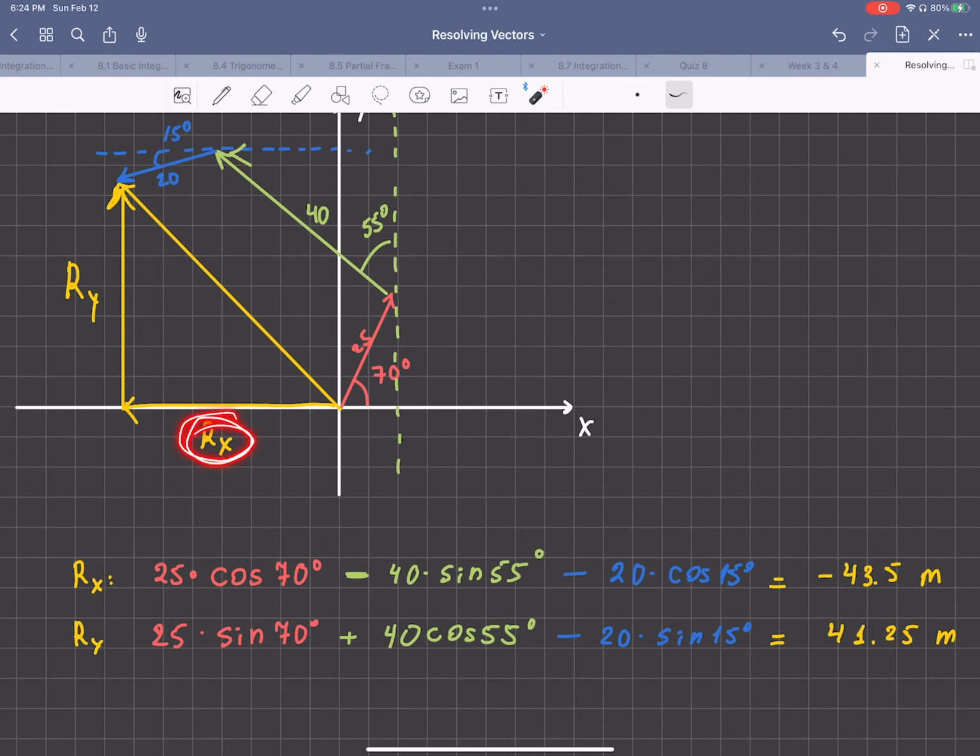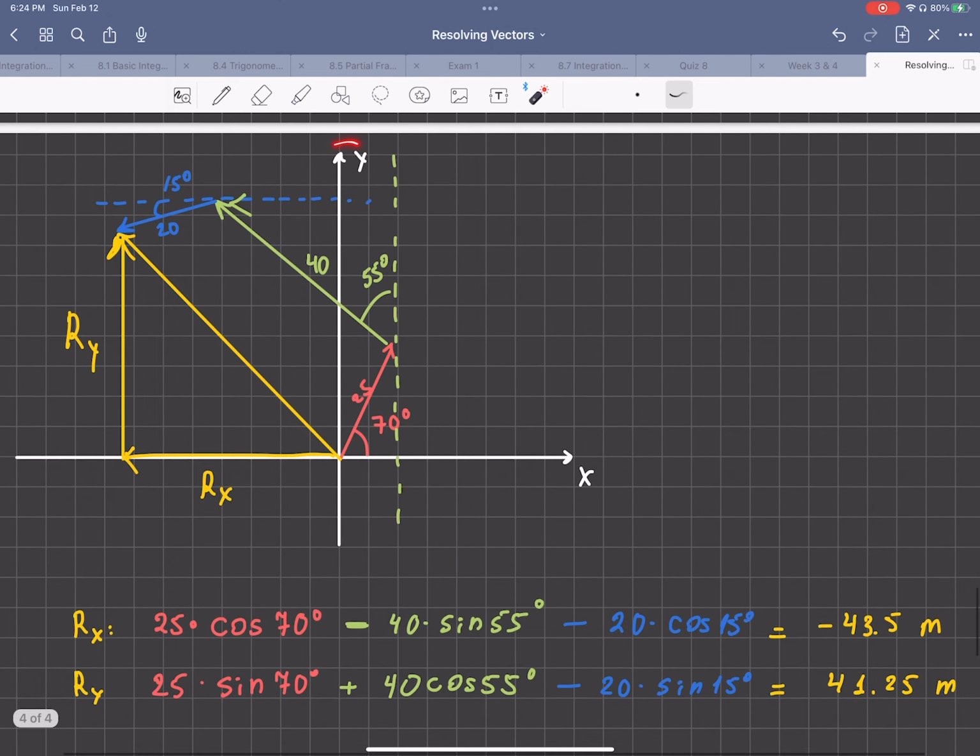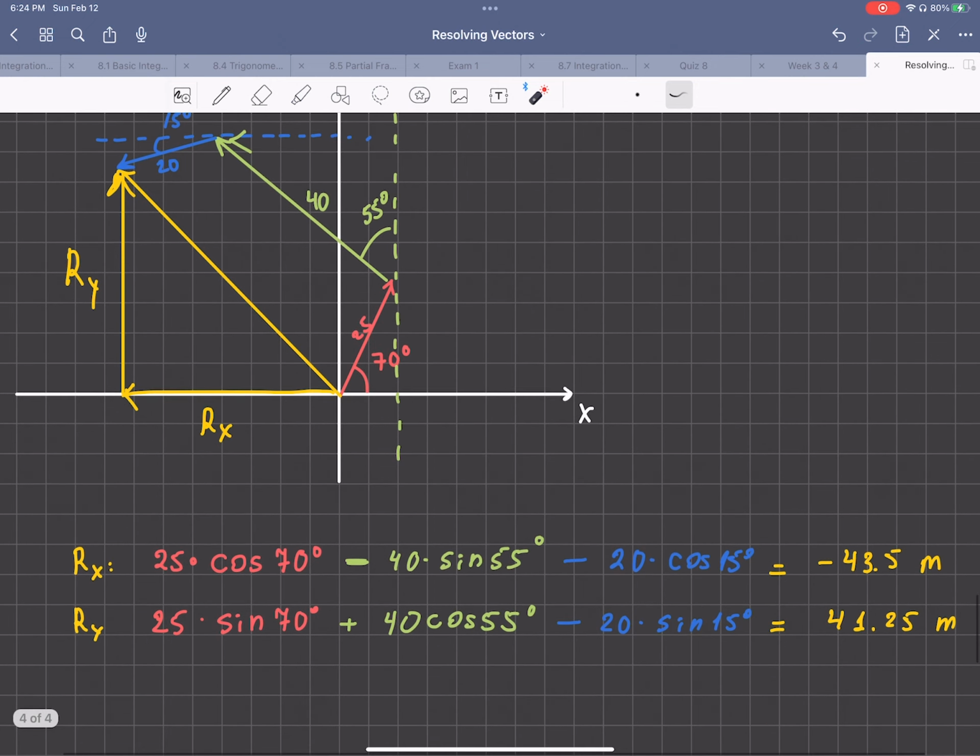So this vector, length of it is 43. And it's pointing in the negative x direction because my positive x direction was this one. So then this vector, the length of it is 41.25, and it is pointing in the same direction as my positive y direction. So it's positive. But that's not what they were asking me. They were not asking me to find the component of the resultant vector.